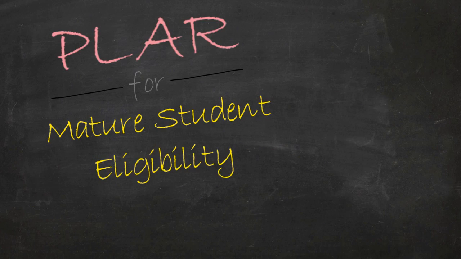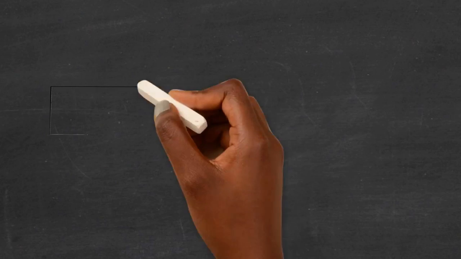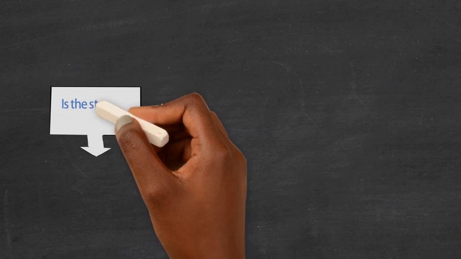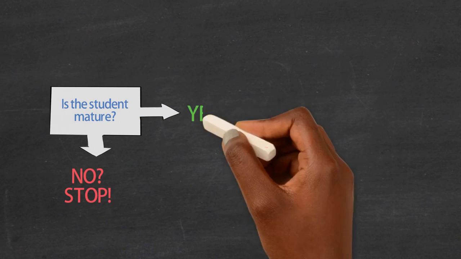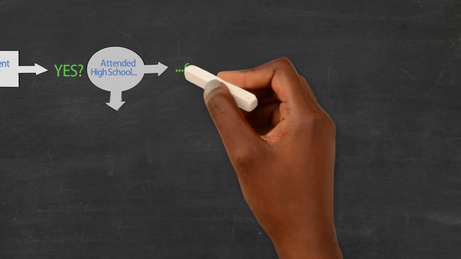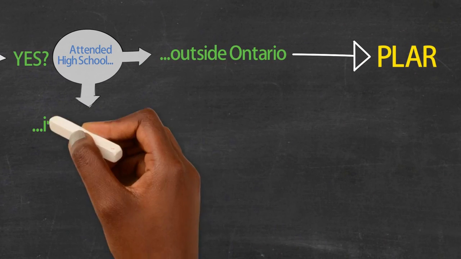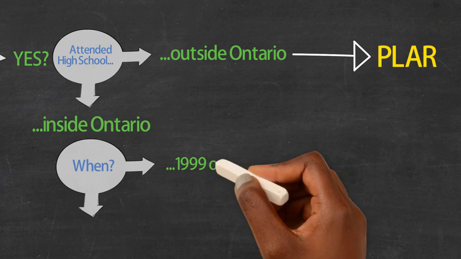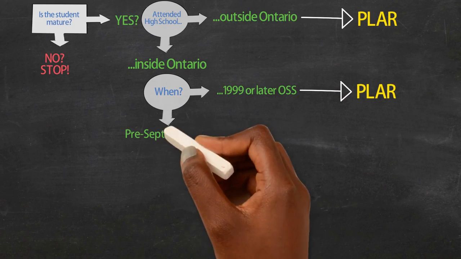Definition, PLAR, for mature student eligibility. The Prior Learning Assessment and Recognition for Mature Student Process, or PLAR for short, is a formal evaluation and credit granting process.